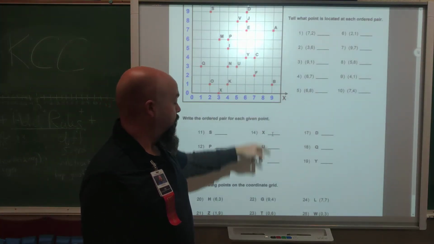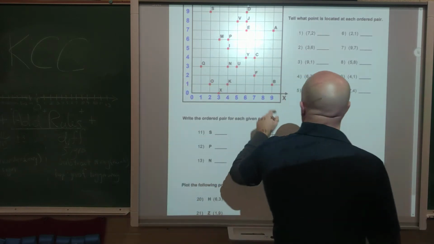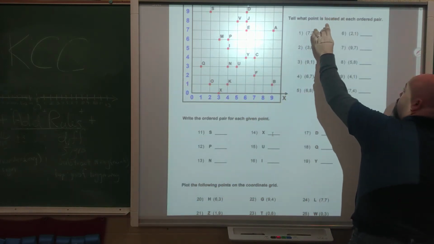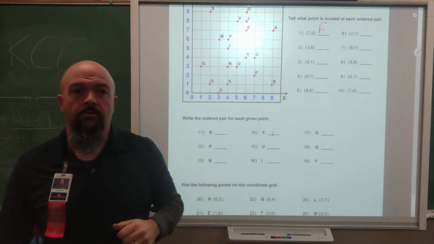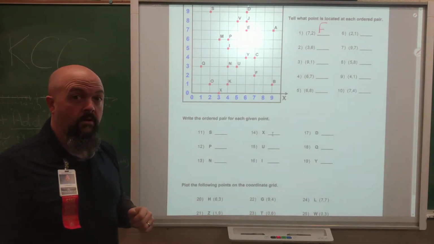What do we find in that position? Well, it looks to me like that would be letter F. Is that going to work? There it is. We have our first point. Wonderful. Let's do another one.